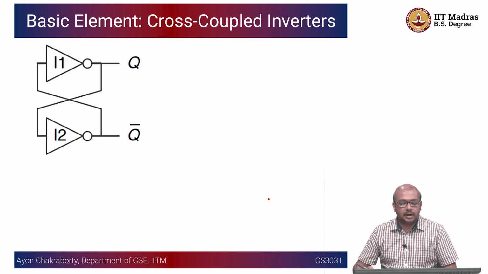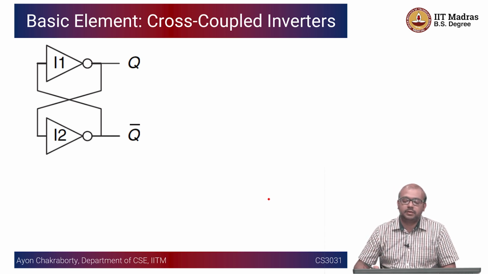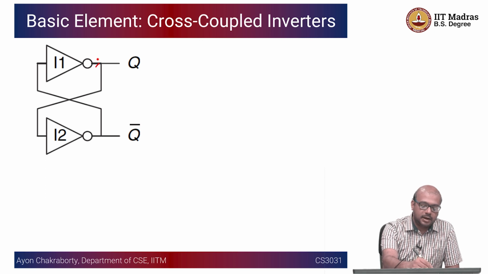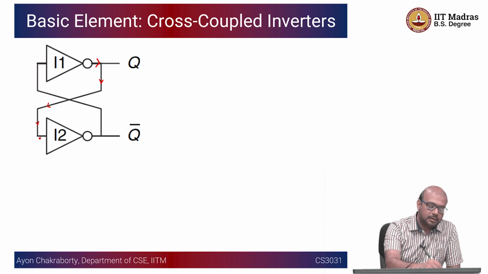We'll start with something which is very simple, and let us see how this particular piece of circuit may work. As you can see, there are two inverters, two NOT gates. NOT gates are also called inverters. They invert the signal: one becomes 0, 0 becomes 1. Let us say this configuration is presented to you, and there are these two cross-coupled NOT gates. The output of the first NOT gate is fed into the input of the second NOT gate.